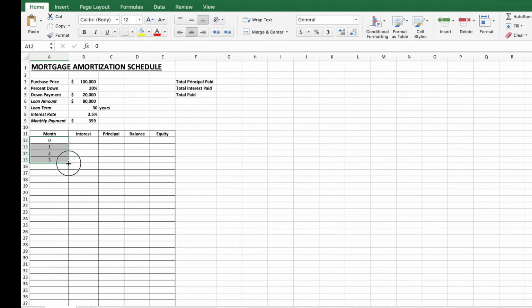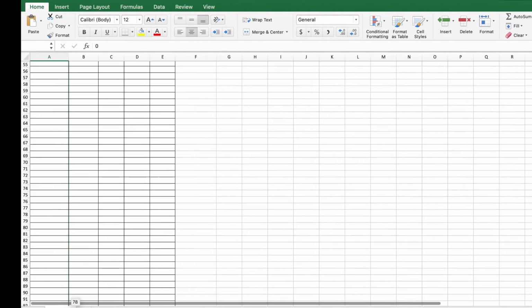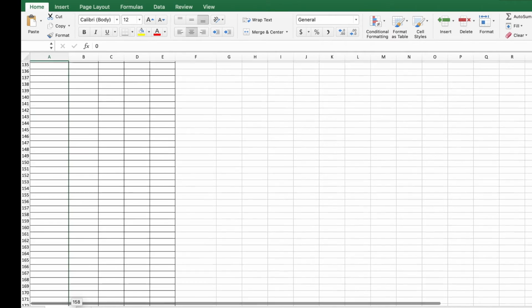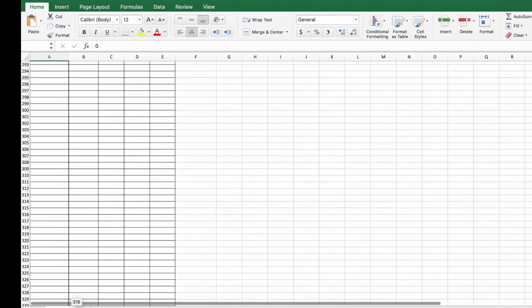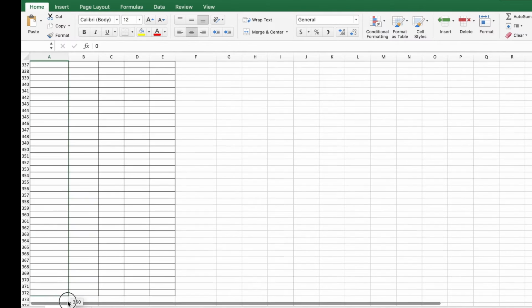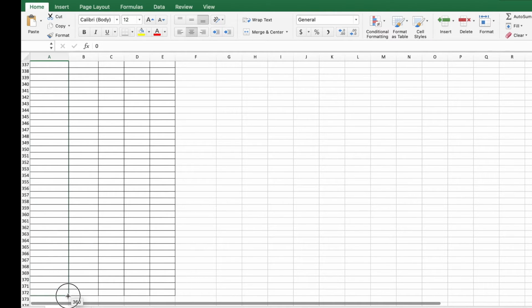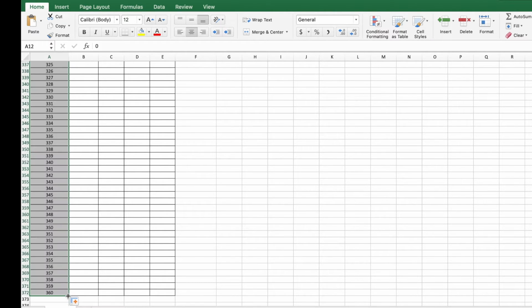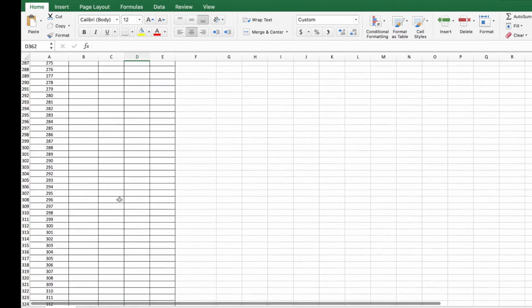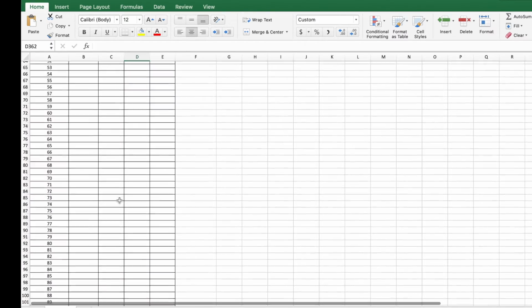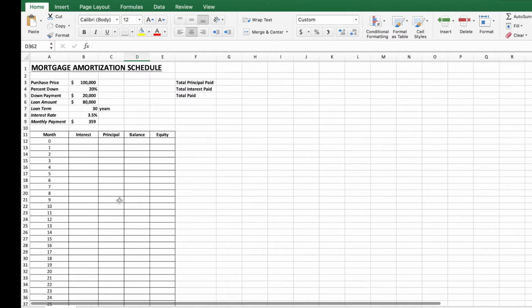I click on the square and I drag it down, and you can see this number that's changing as I drag it down. So that shows you what number you're at. So I can drag all the way down until that number says 360. And so once I get there, so we're right here. So I got to 360, I let go, and then all of the numbers show up, which is very helpful in terms of making a table like this.